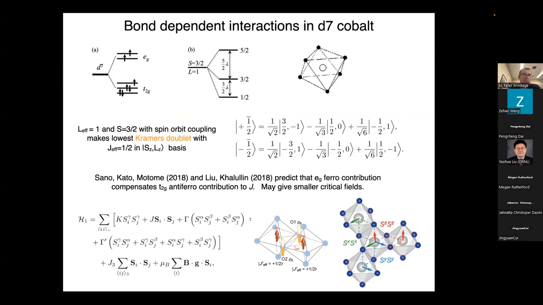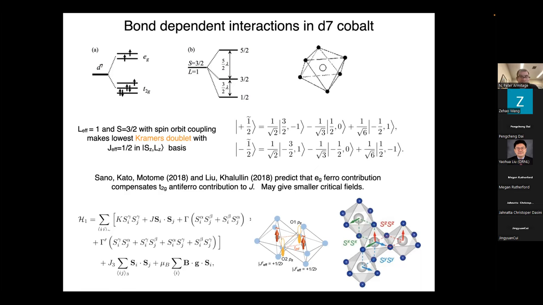But nevertheless, the proposal, and their calculations suggested, was that systems like this should have very strong Kitaev interaction. What is typically the case is that you have, let's say, a ferromagnetic contribution from the eg and an antiferromagnetic contribution to exchange coming from t2g, and these would compensate each other in the d7 compounds, which have both. And this may give a smaller isotropic Heisenberg exchange, and then, for instance, might manifest itself with smaller critical fields.